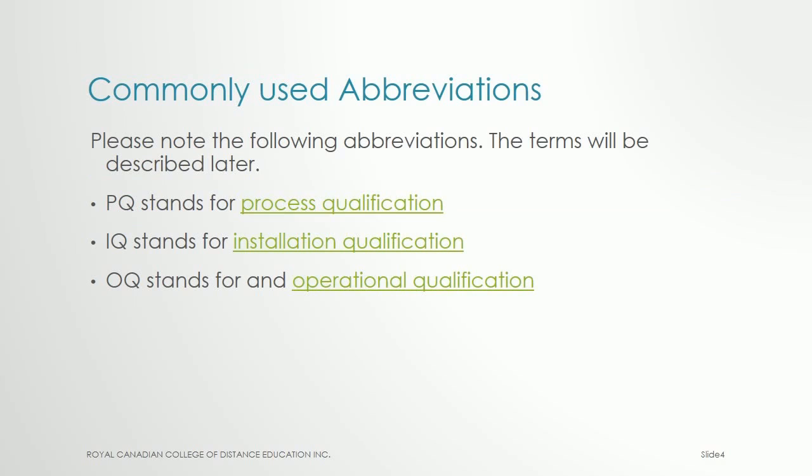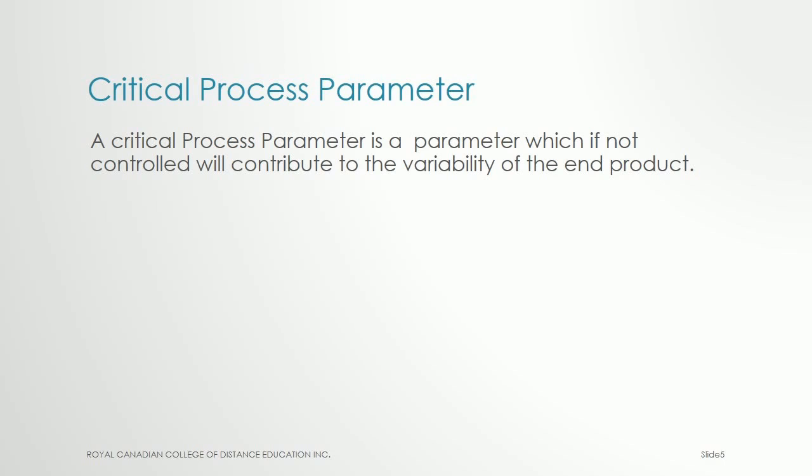PQ stands for Process Qualification. IQ stands for Installation Qualification. OQ stands for Operational Qualification. Critical Process Parameter. This is a parameter which, if not controlled, will contribute to the variability of the end product.